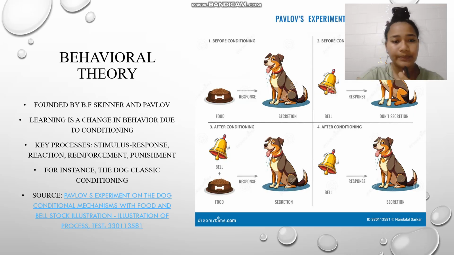First of all, I will explain our first theory, which is the behavioral learning theory. The behavioral theory was founded by B.F. Skinner and Pavlov. It is defined as the learning of change in behavior due to conditioning. Some key processes are stimulus, response, reinforcement, and punishment. For instance, the dog classical conditioning.